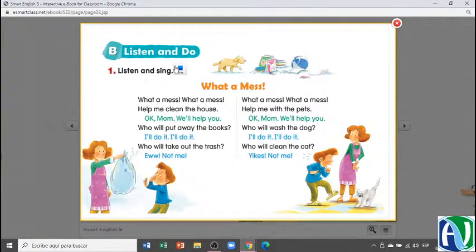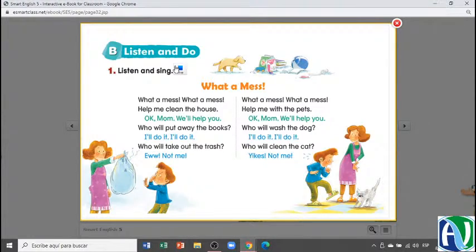The next one says, what a mess. Help me with the pets. Okay, Mom, we will help you. Who will wash the dog? I'll do it. Who will clean the cat? Yikes, not me. Okay, do you have questions? Something that you don't understand? Algo que ustedes no entiendan de las palabras que acabo de leerles.